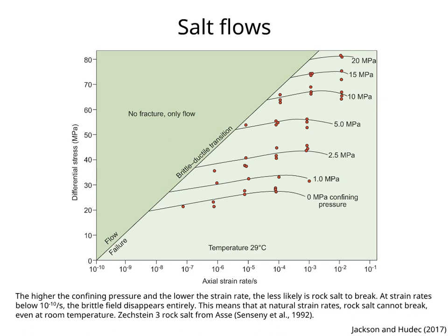In the brittle regime, the curves at increasing confining pressure show that the strength of salt increases with confining pressure. However, the higher the confining pressure and the lower the strain rate, the less likely is rock salt to break. At strain rates below 10^-10 per second, the brittle field disappears entirely. This means that at natural strain rates, rock salt cannot break, even at room temperature.